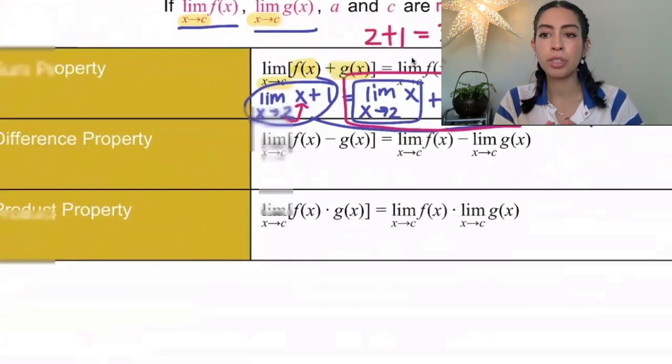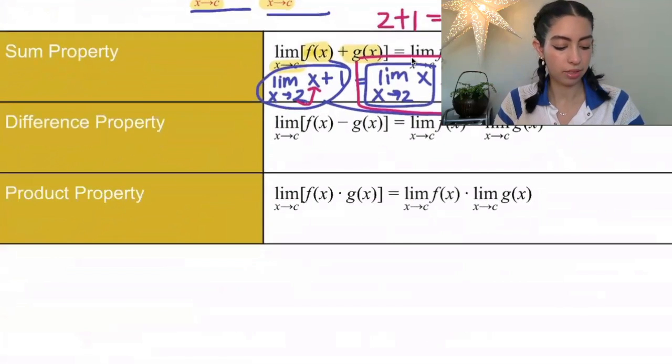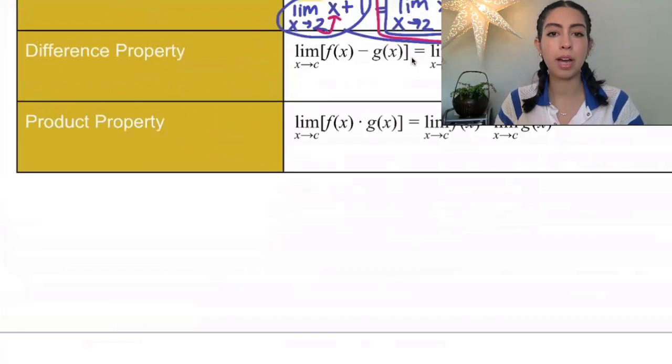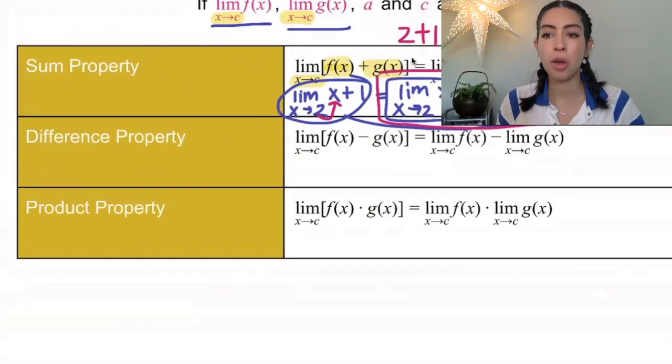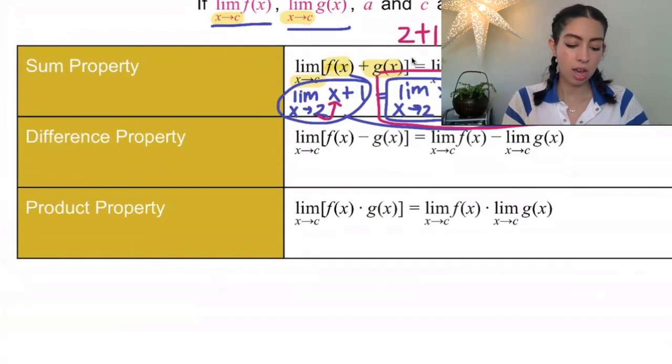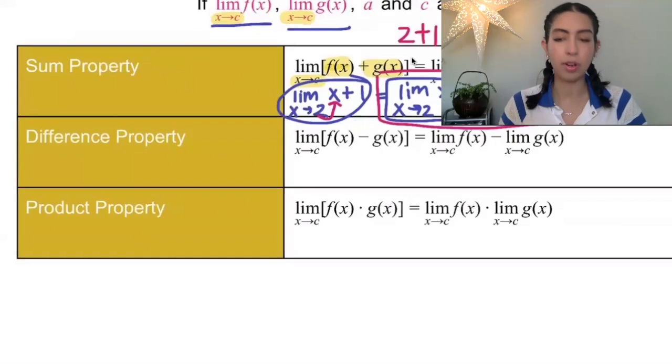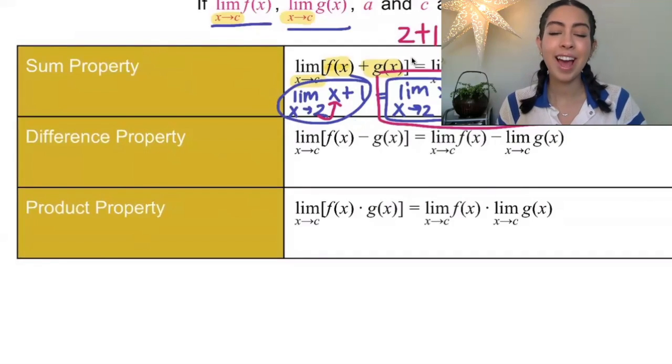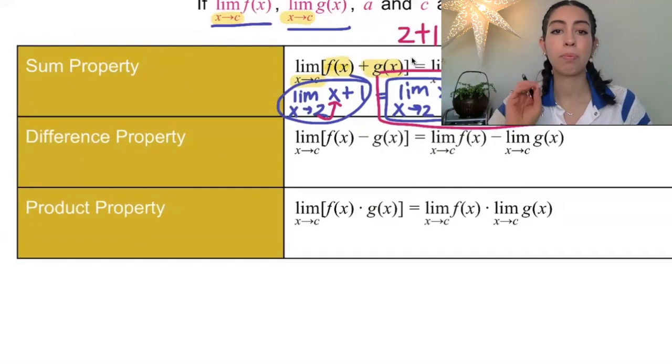We won't go through and do examples for all of these. We have a couple of examples at the bottom that we'll do together, but I'll walk you through each of these properties here. We have the difference property, which is very similar, if not almost the same thing as the sum property. All the difference is that instead of addition, we've turned it into subtraction.